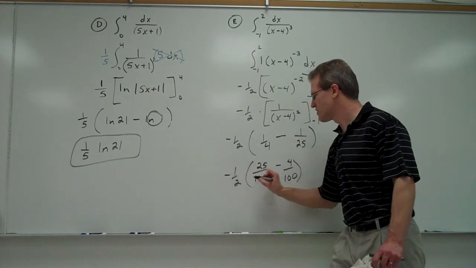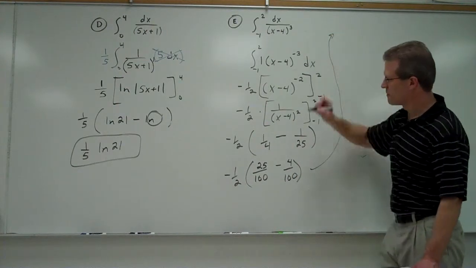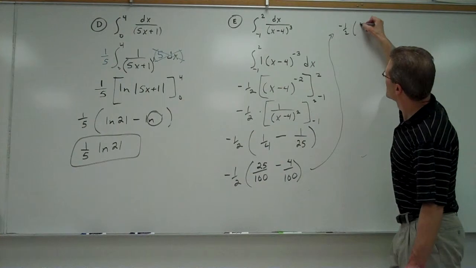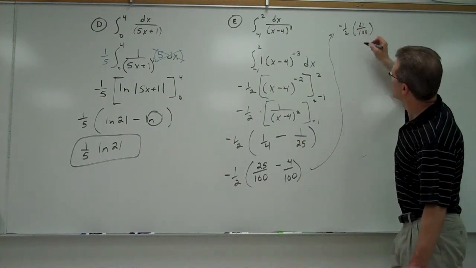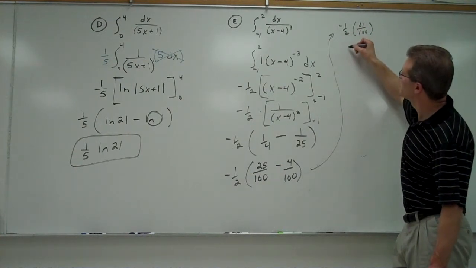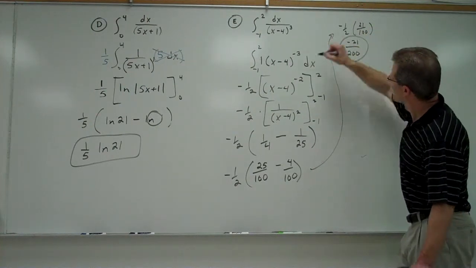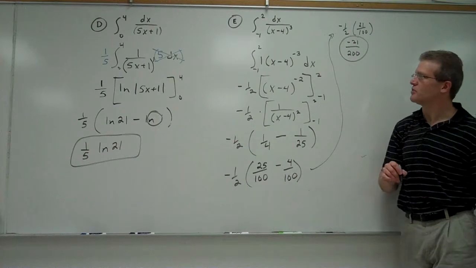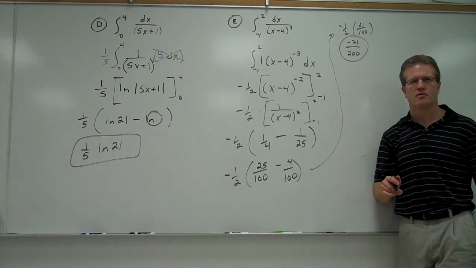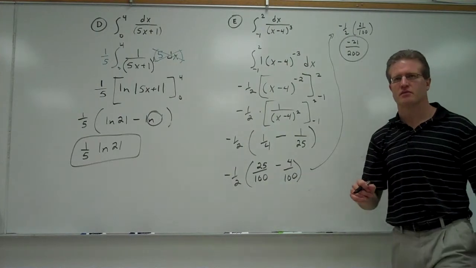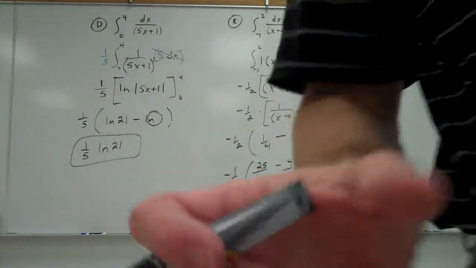25 minus 4, that's 21 hundredths. Multiply by negative 1/2, you get, on the bottom, 200 in the denominator. Numerator, you get negative 21. That's our final answer, negative 21 over 200. Any questions about that one? All right, let's keep going.